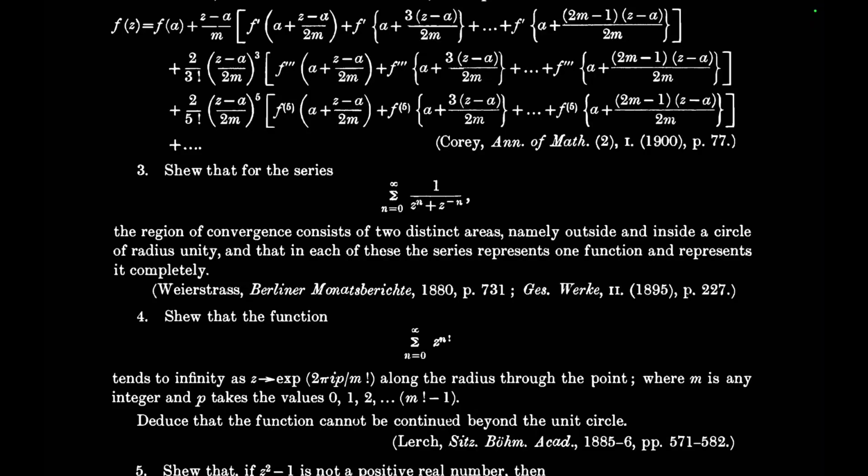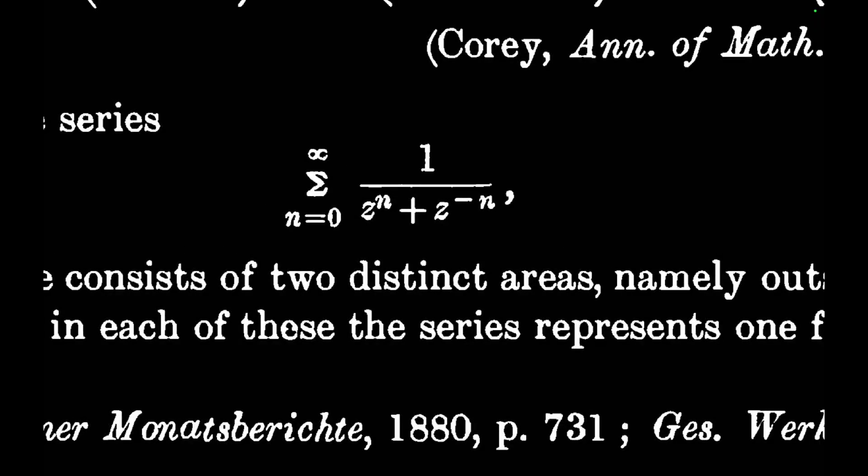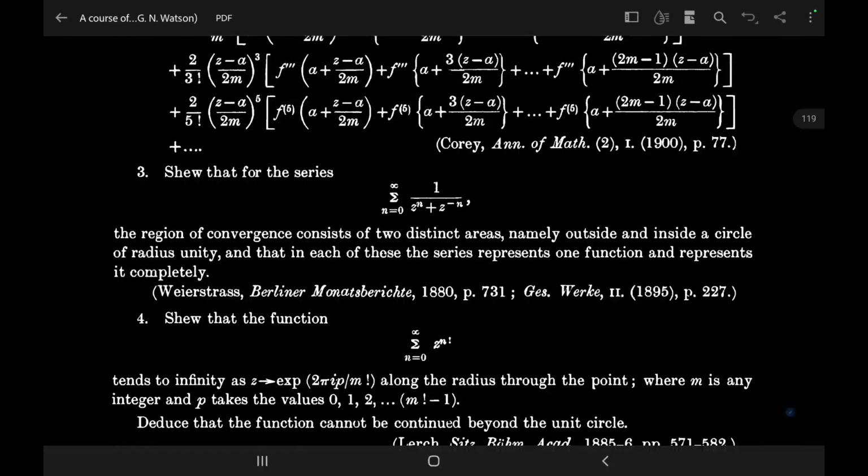The following is a problem posed by Weierstrass back in 1880. The goal is to show that a complex function defined as a series of 1 over z to the n plus z to the minus n is going to converge in two distinct areas, one being outside of the unit circle and the other being inside of the unit circle.